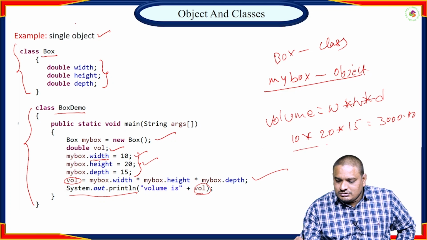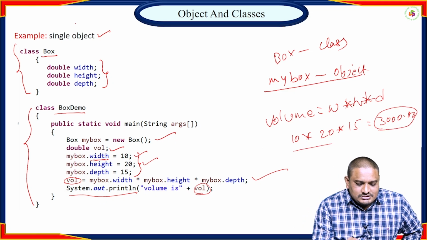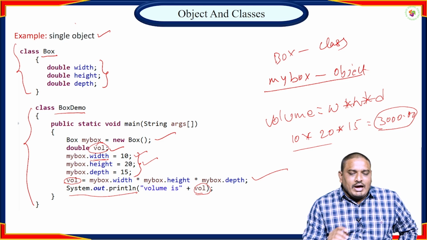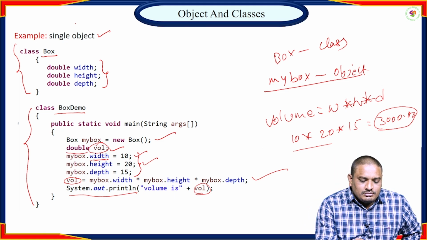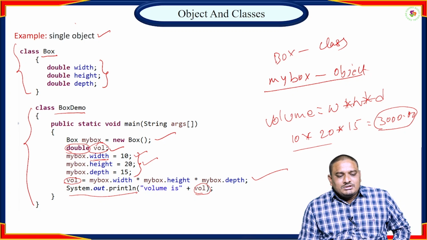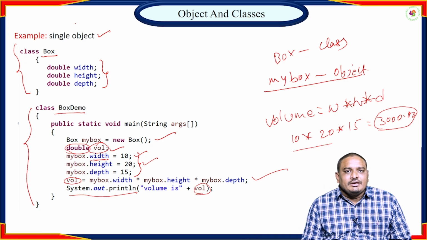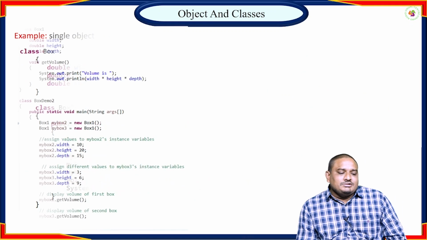So the 3000 value will be stored in a particular variable. That variable is called volume. This variable is of which data type? It is double, which is a data type. This is creating a single object. Next we can see multiple objects.